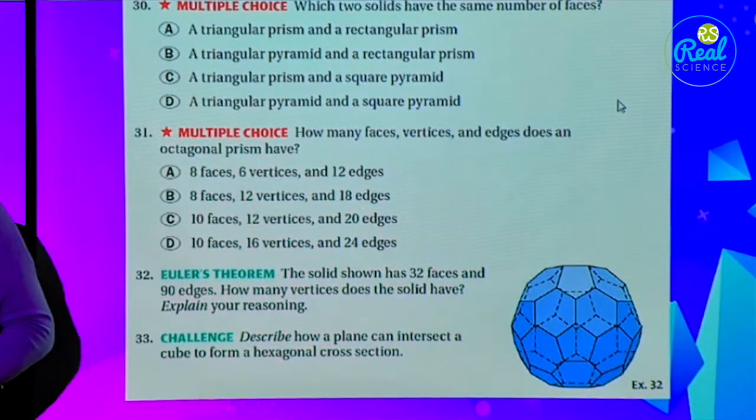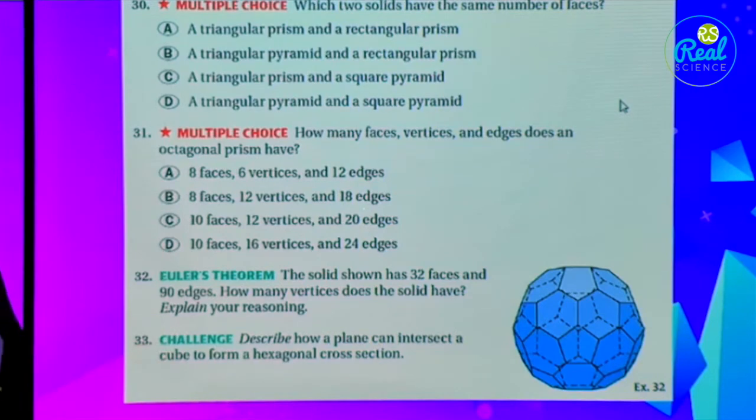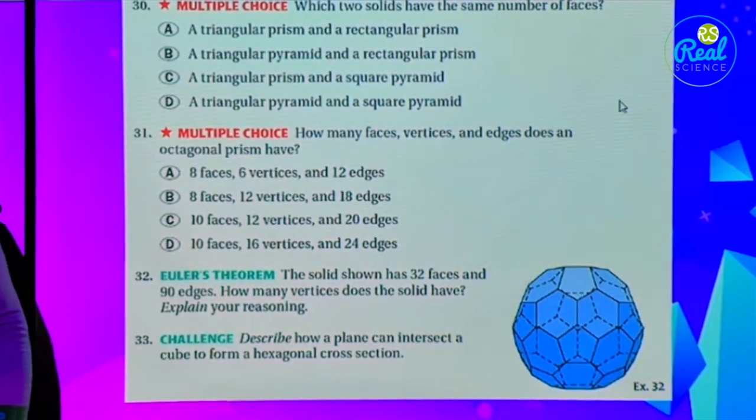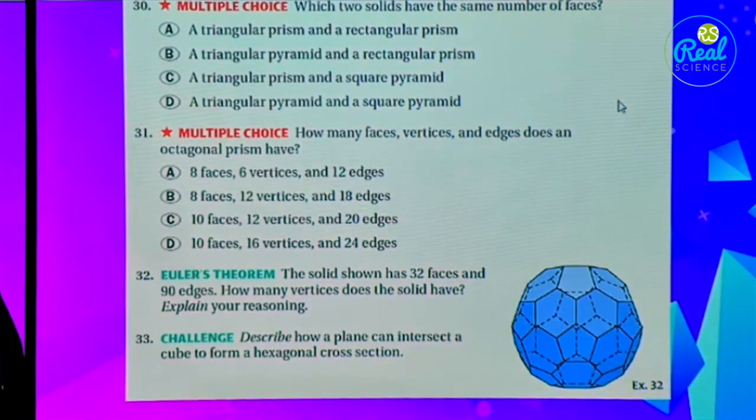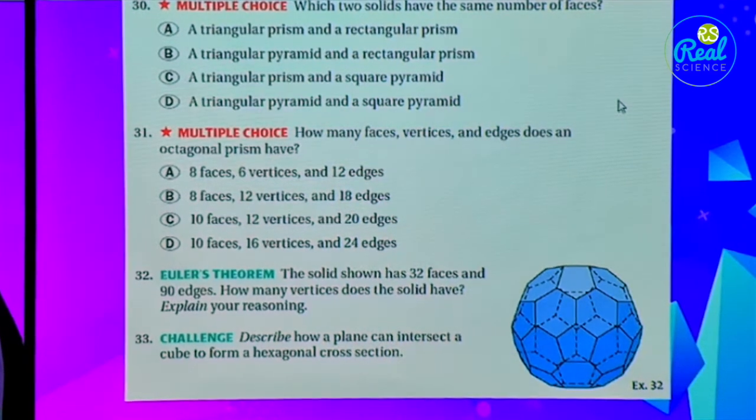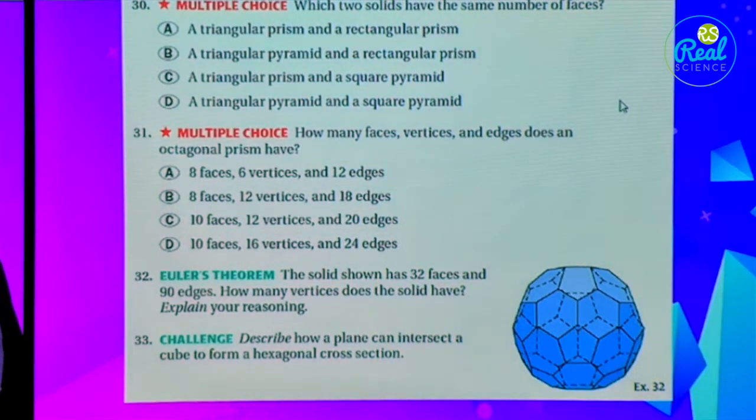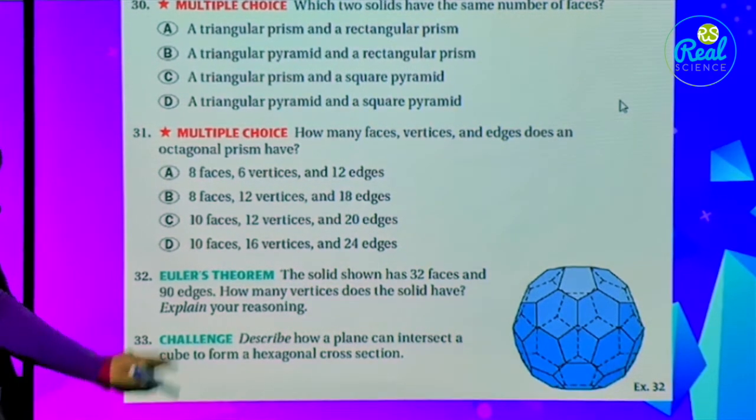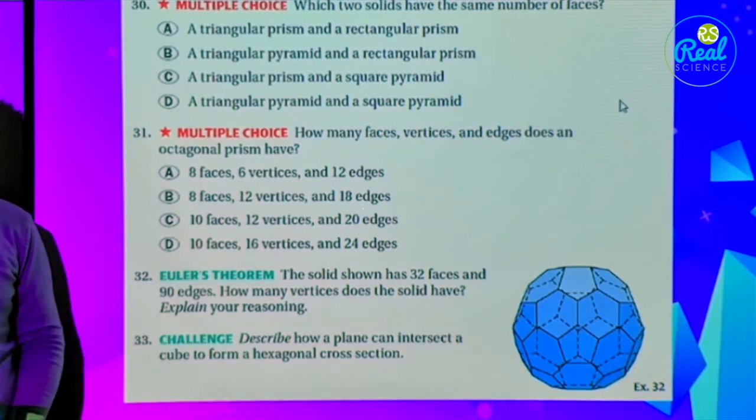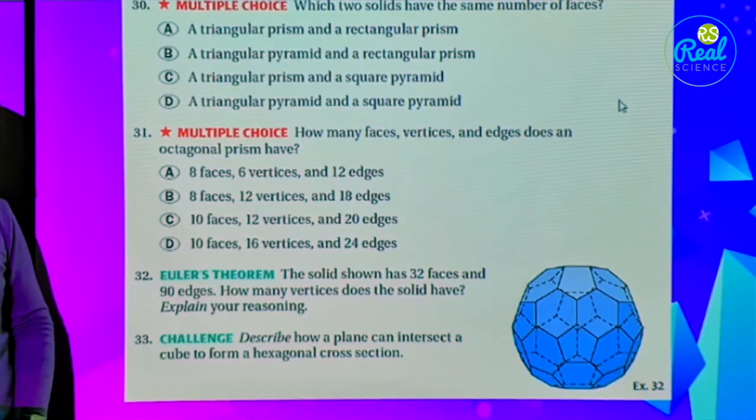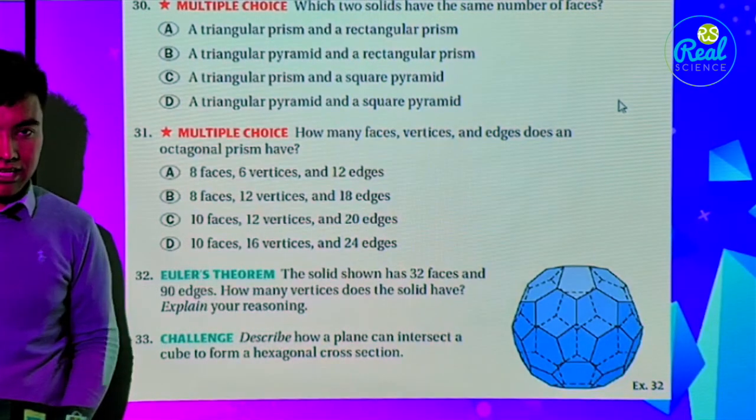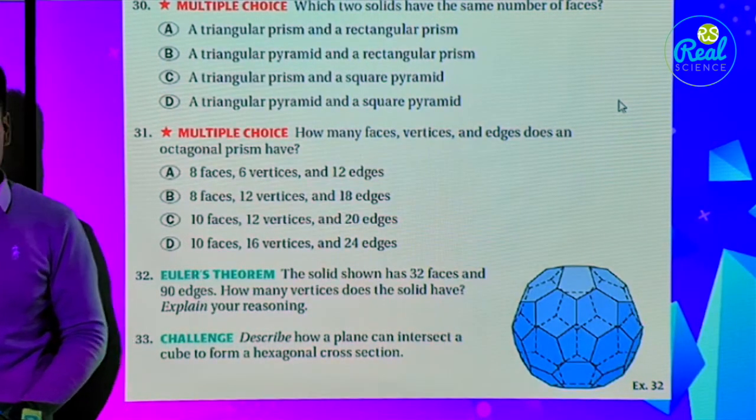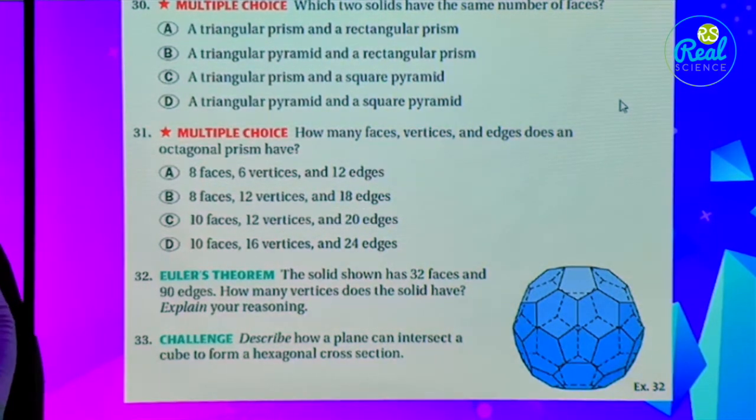Question number 32. The solid shown has 32 faces and 90 edges. How many vertices does the solid have? Explain your reasoning. F plus V equals E plus 2. E is 90. 90 plus 2, 92. Minus 32, 60. Yeah. 60 vertices.